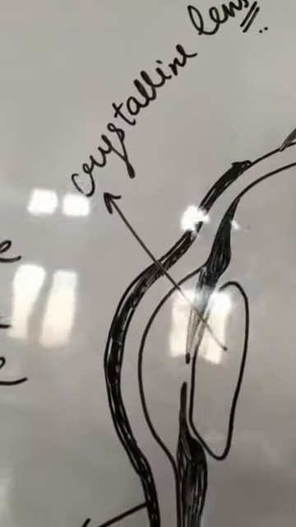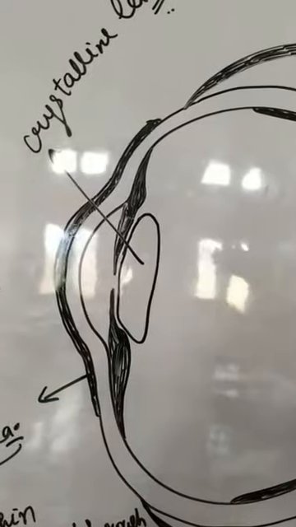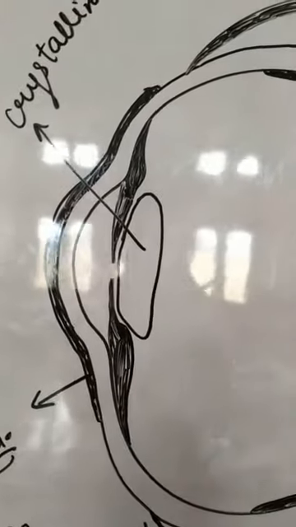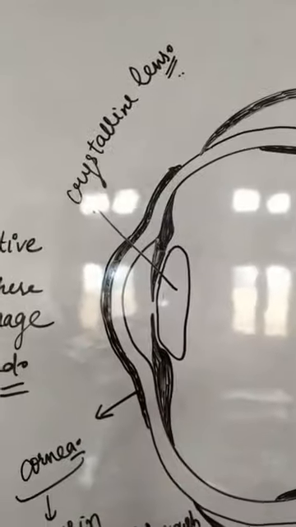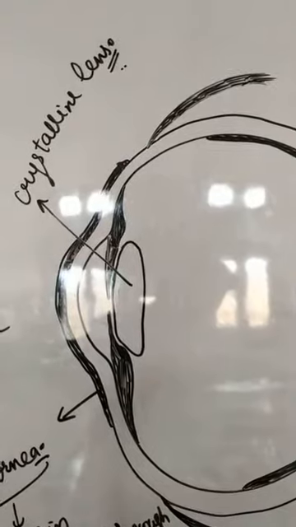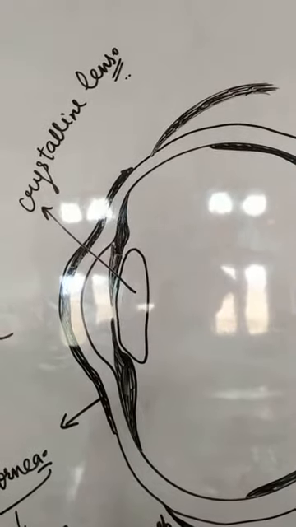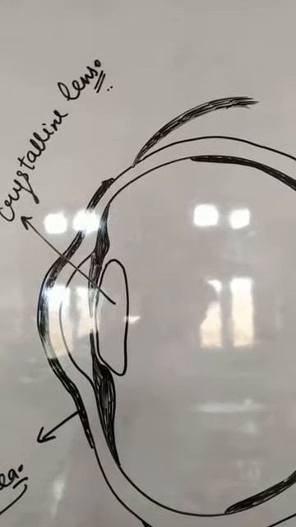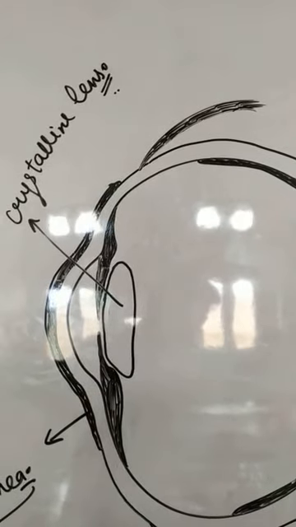And crystalline lens merely provides the finer adjustment of focal length to focus objects at different distances on retina.